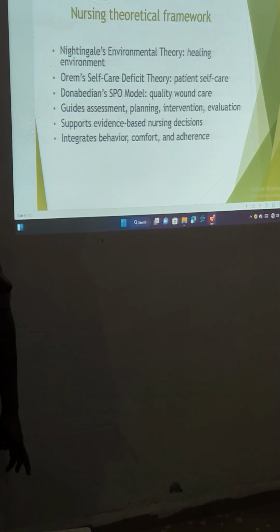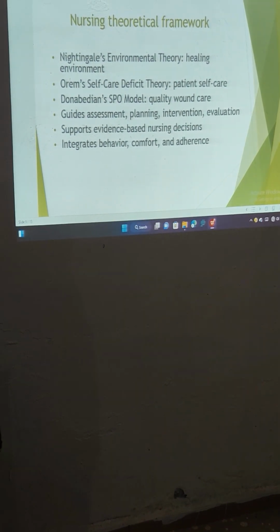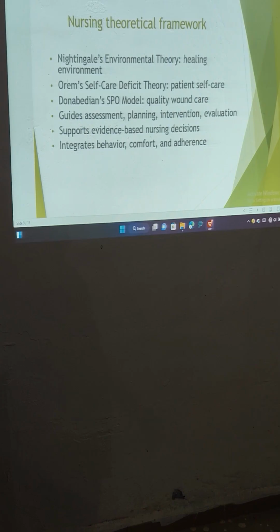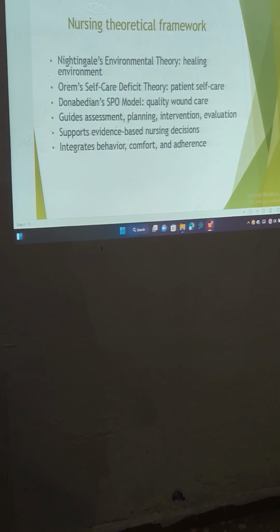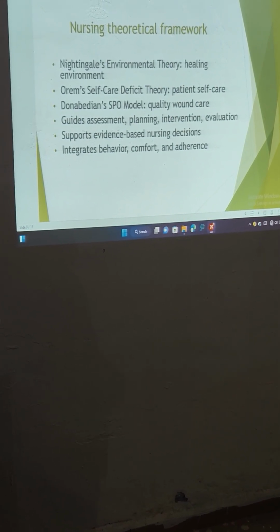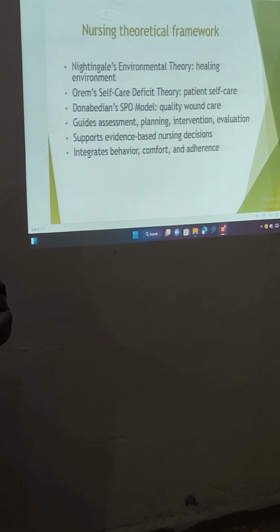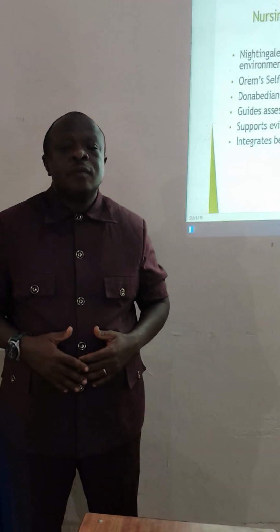Nursing theoretical framework. We have up to three theoretical frameworks that support the use of honey, but for want of time, I'll just pick two and explain. The first one is Nightingale's environmental theory. This theory states that if the environment is conducive, healing of the patient will improve. Patients are supposed to be put in a conducive environment for healing to take place. Honey makes the environment, the wound, free of microorganisms, thereby enhancing wound healing.